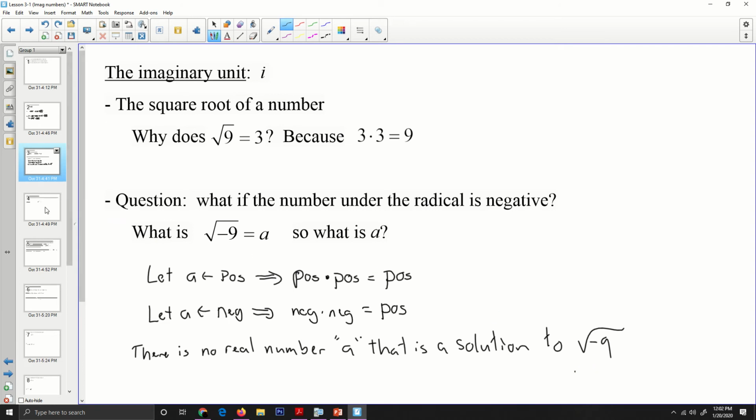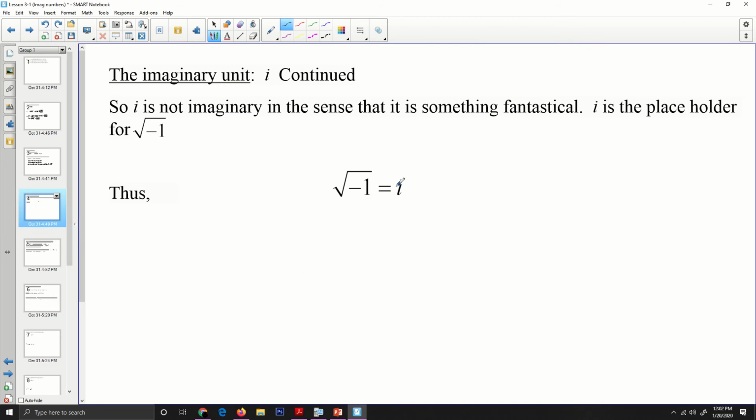That being said, what we can do is create this imaginary unit, this smallest thing. i is not imaginary in the context of something fantastical, like a unicorn or a dragon. i is imaginary in the context that it is not a real number. It's not a number on the real number line, and we're calling it the imaginary unit. So in simplest terms, the square root of negative 1 is equal to this imaginary unit i.